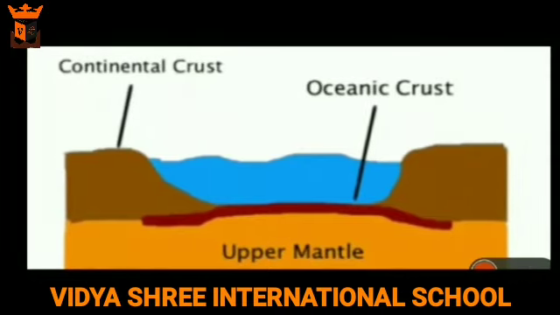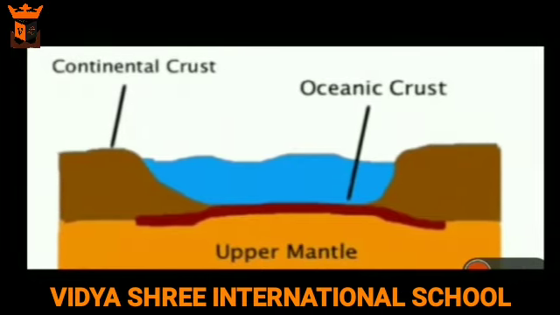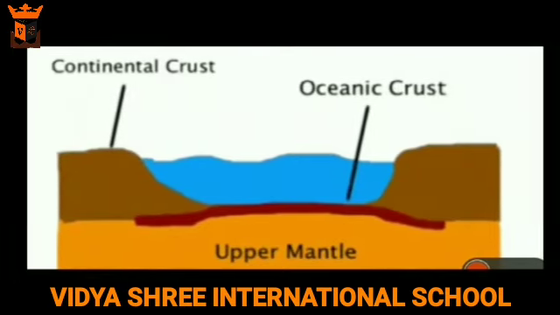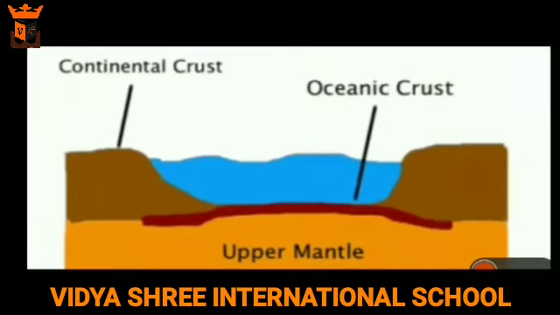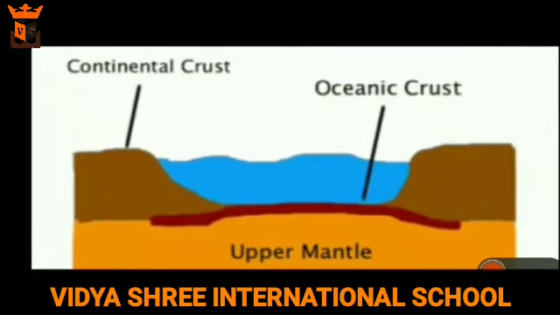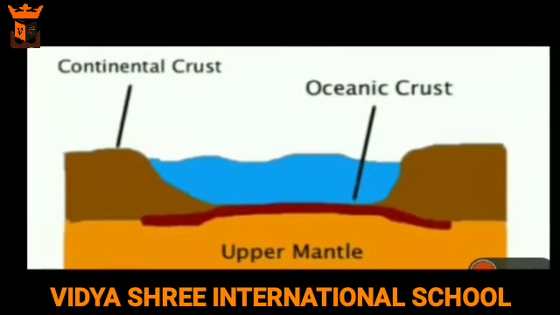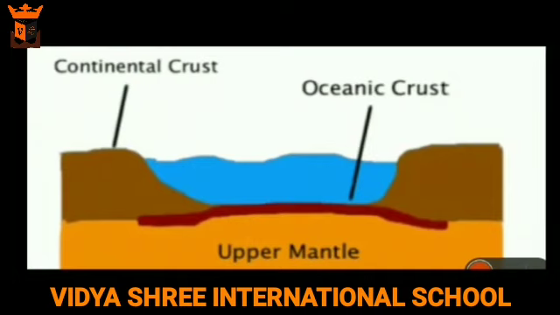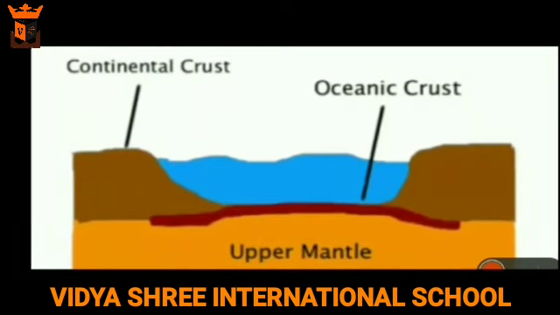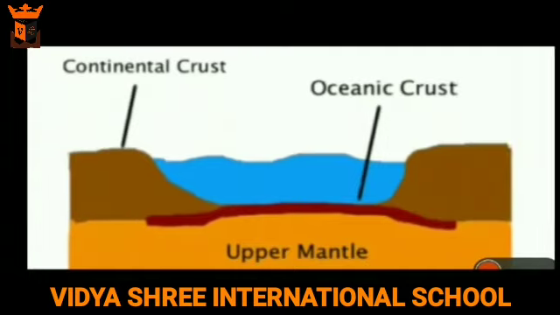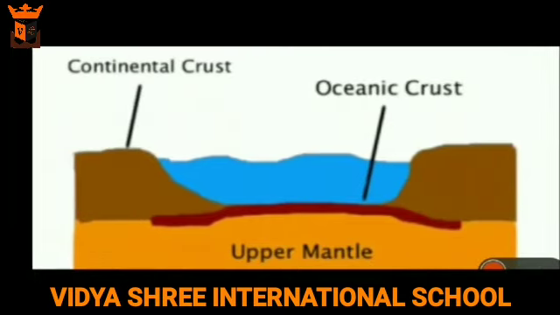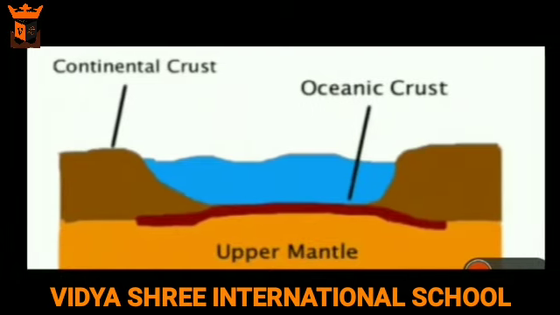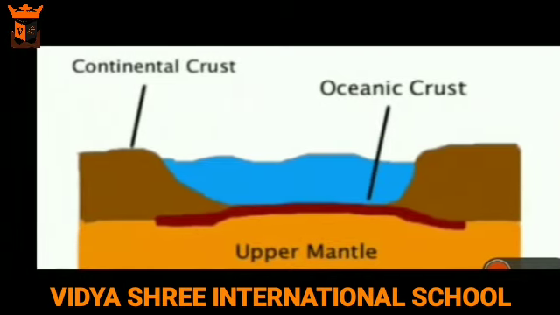So my dear children, the oceanic crust, which is beneath the ocean, is only 5 kilometers thick, and it is made up of two minerals, that is silica and magnesium. So it is called Sima, where Si stands for, tell me, Si stands for silica and Ma stands for magnesium. So here I want to tell you the interesting fact about the earth crust. That crust is only 1% of the earth's volume.